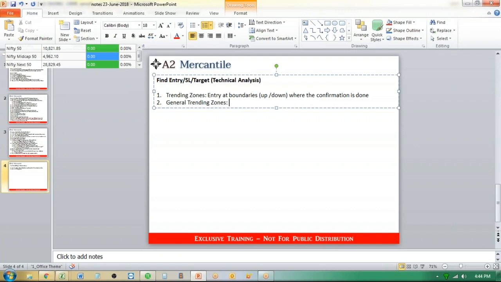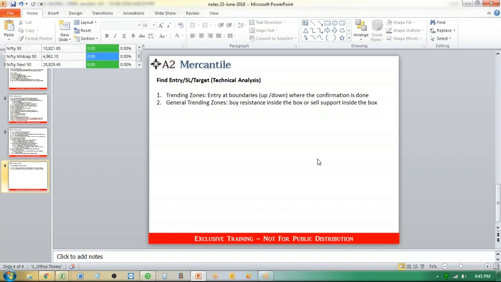In general trending zones, once the confirmation happens, which means it has broken out on either side of the box, you will buy or sell. Say for example, buy resistance inside the box, or you will sell support inside the box.